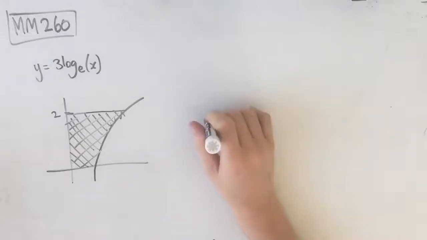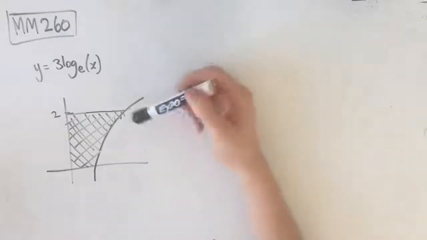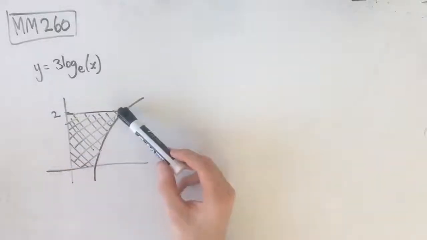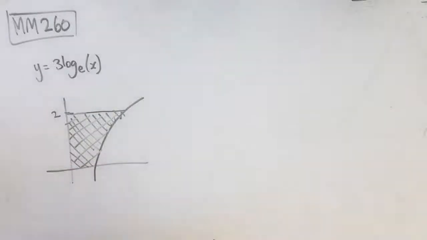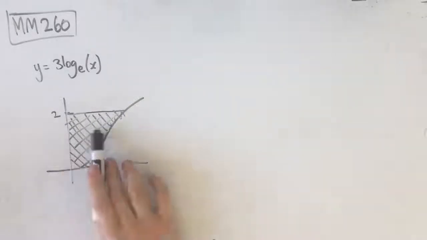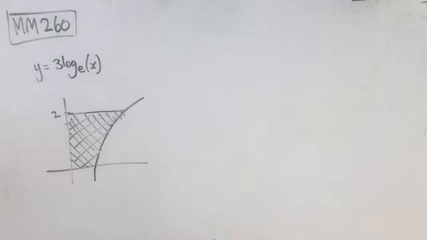So in this question we see the question, consider the region bounded by the x-axis, the y-axis, the line with y equals 2, and the curve with equation y equals 3 log e of x. So this takes a little bit of visualization of what's going on here. But what we know is it's bound by the x-axis, the y-axis, the y equals 2 line, and that curve. So we can see that it's this space in between here.